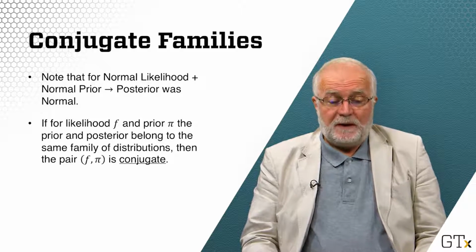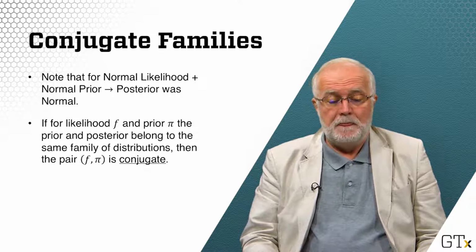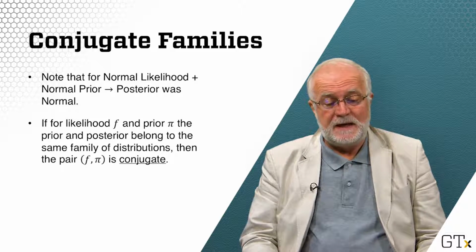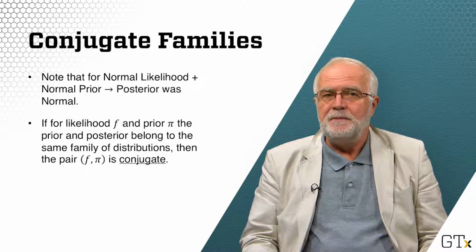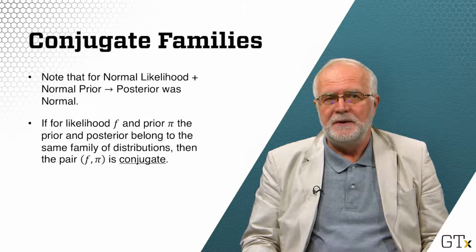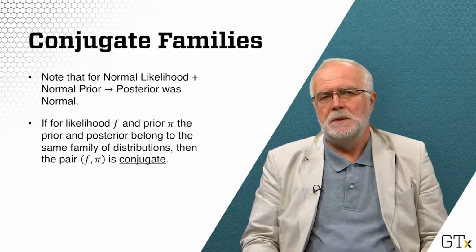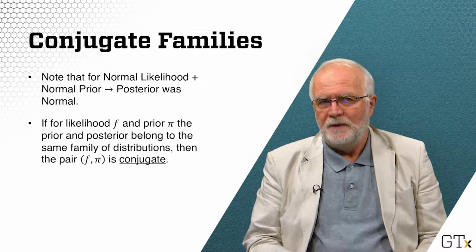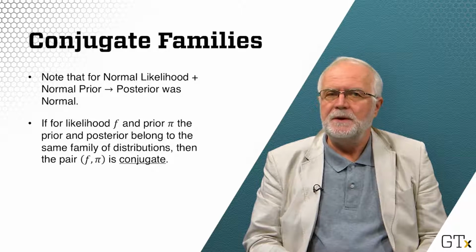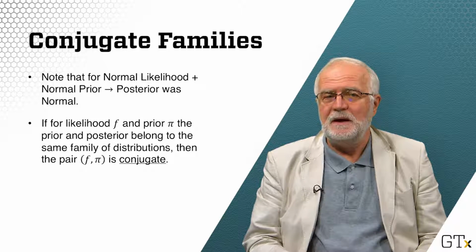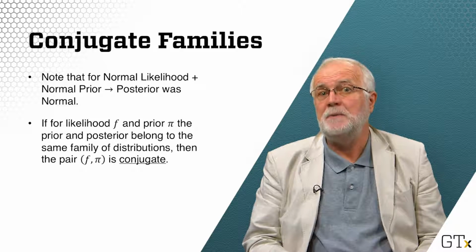Now, what is the conjugate family? If the pair F and pi, the prior, form such a combination so that the posterior belongs to the same family as the prior, then we say that the pair F and pi is conjugate. So simply, you have the model F, you have the prior, and you produce the posterior. If the posterior remains in the same family as the prior, then the pair F, pi is a conjugate pair.